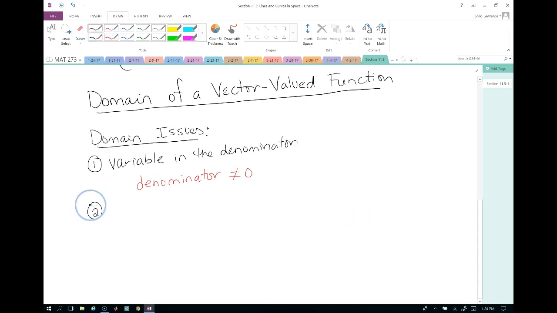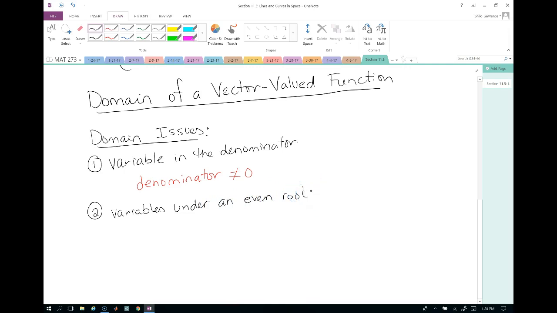The second issue that we commonly run across in algebra are variables under an even root.